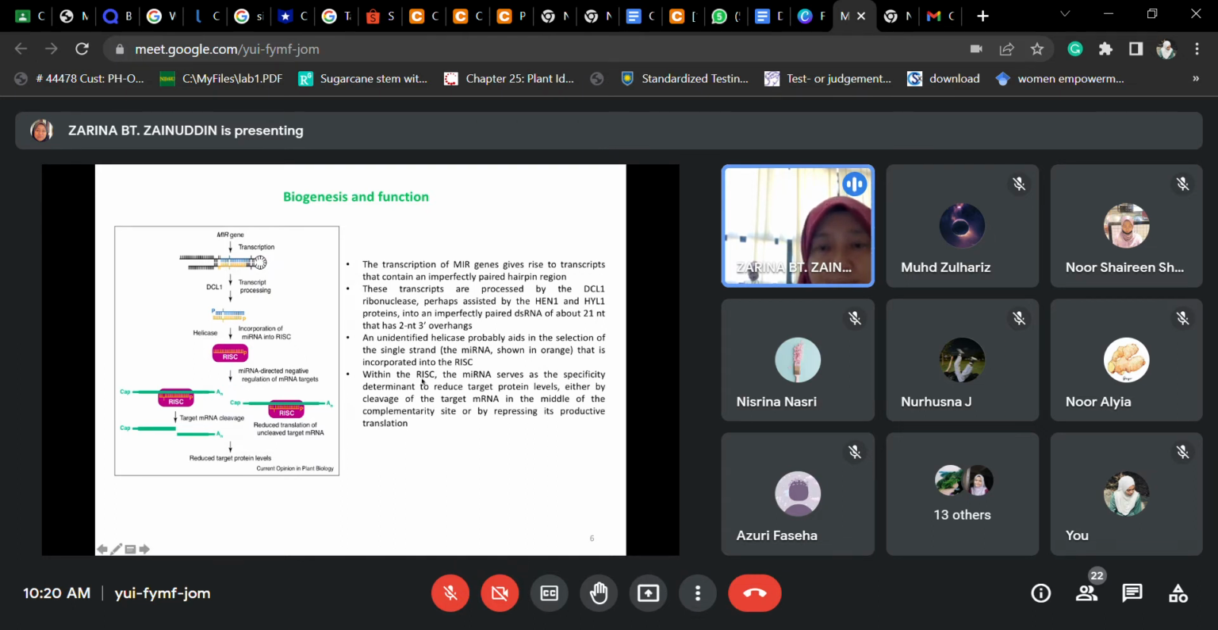Alright, and then within the RISC, the microRNA serves as the specificity determinant to reduce target protein level, either by cleavage of the target mRNA. So this is the mRNA of the target gene, which causes this RNA to bring about cleavage, or it can reduce the translation of the uncleaved target mRNA. So either by cleavage of the target mRNA or by reduced translation, it will result in reduced target protein levels. So this is how microRNA regulates gene expression.